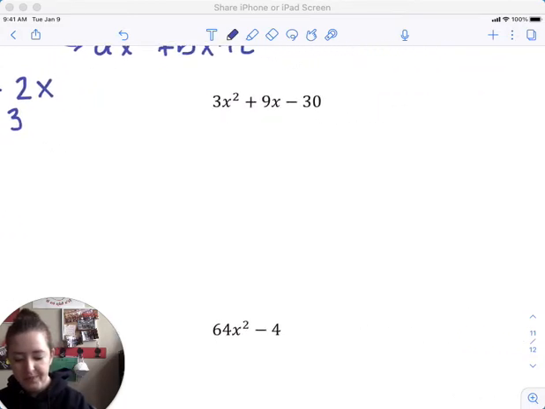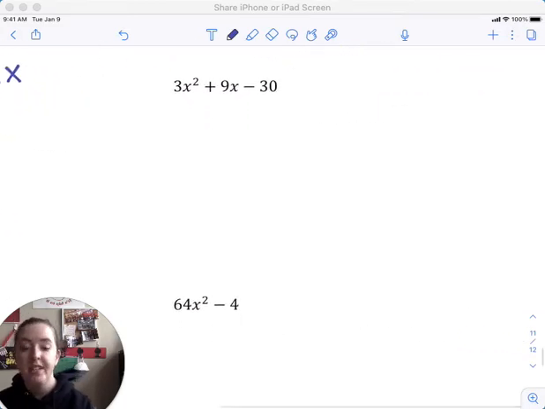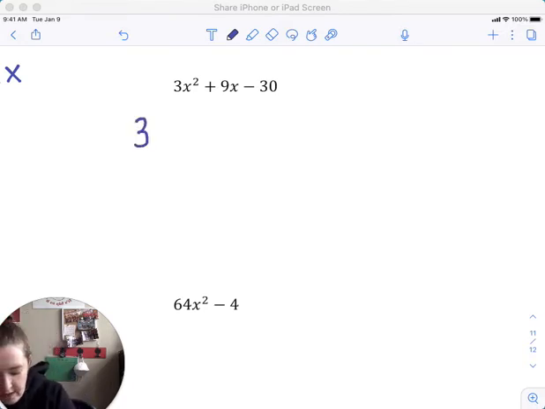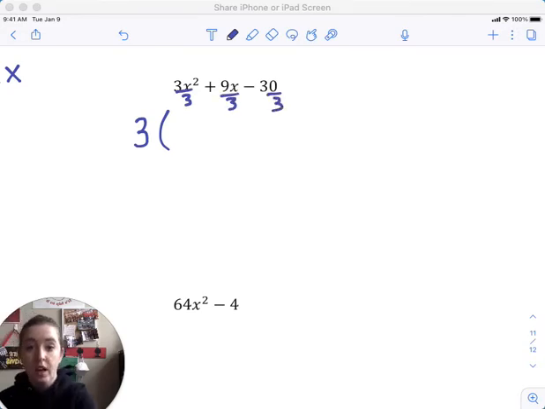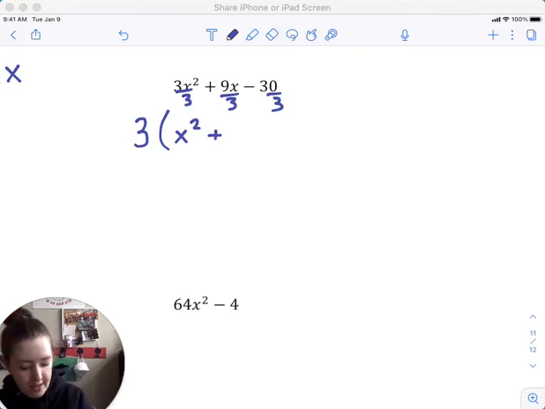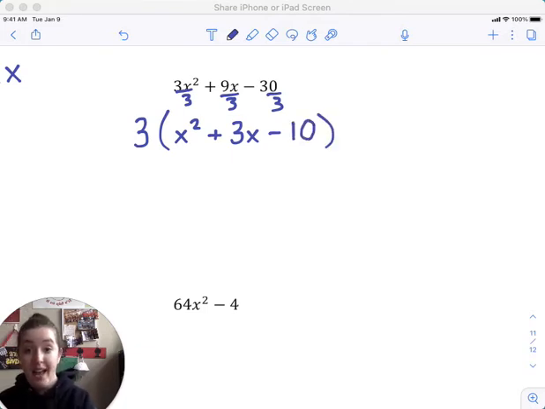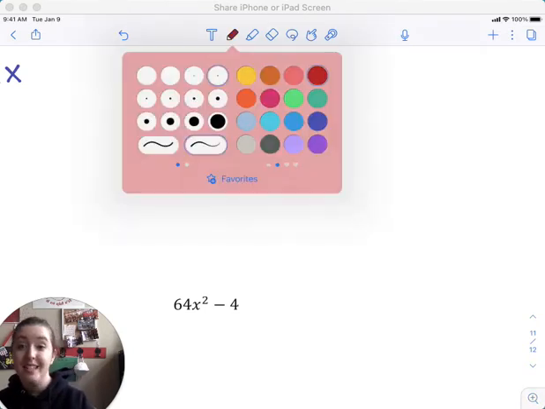Okay, let's look at the next one. Do we have a greatest common factor with 3x squared, 9x, and negative 30? Yeah, greatest common factor is 3. So to find out what goes inside of the parentheses, we divide each of these by 3. 3x squared divided by 3 is x squared, plus 9x divided by 3 is 3x, minus 30 divided by 3 is 10. So we have 3 terms in there. That is a quadratic trinomial. So we are going to go ahead and split the middle term.